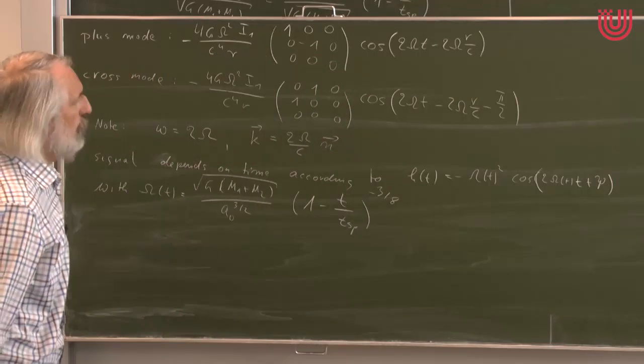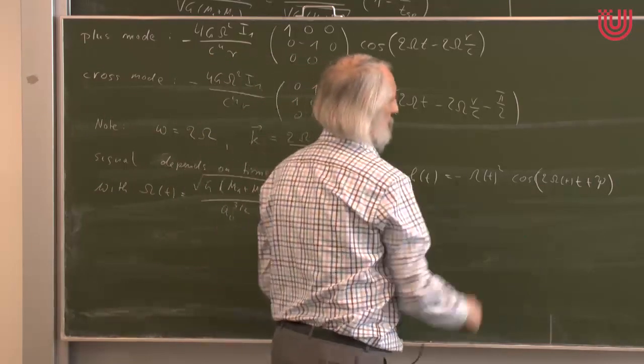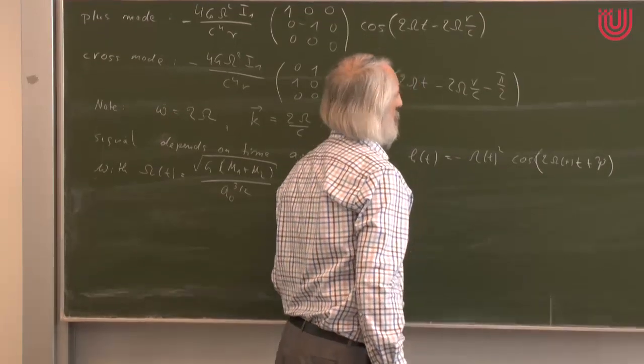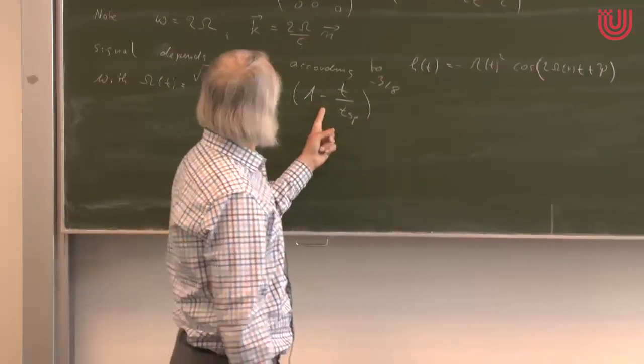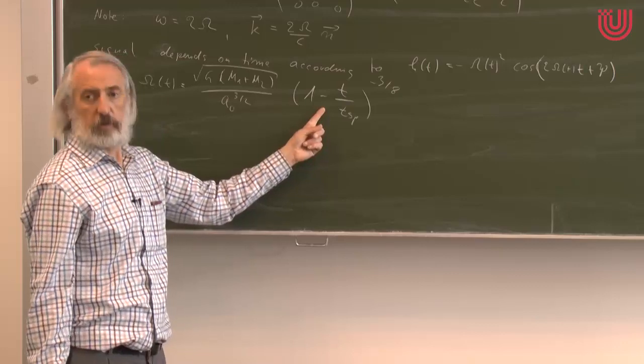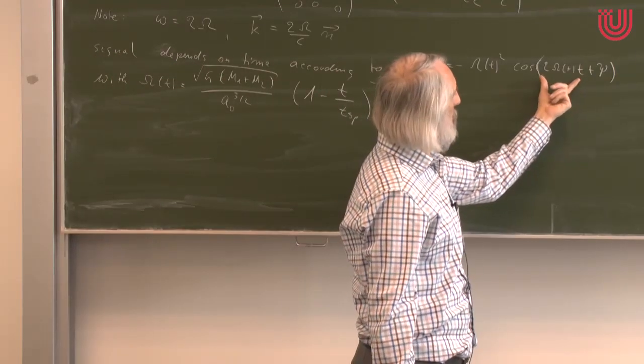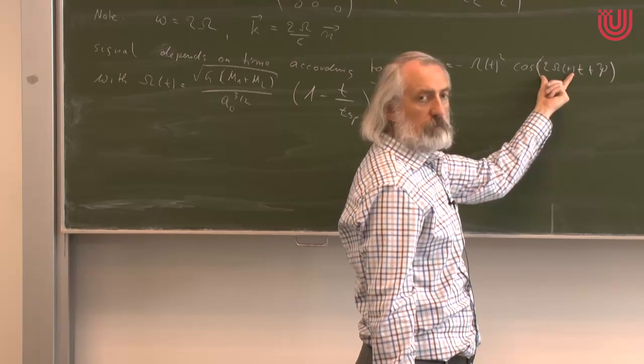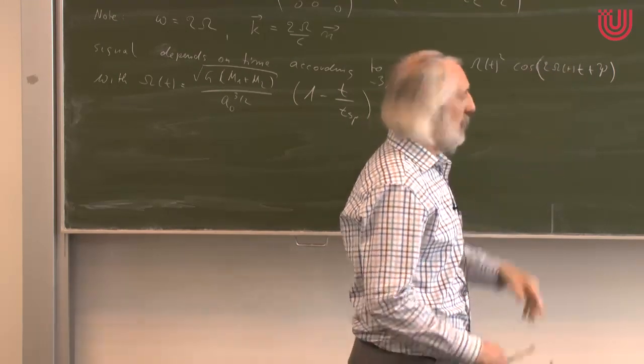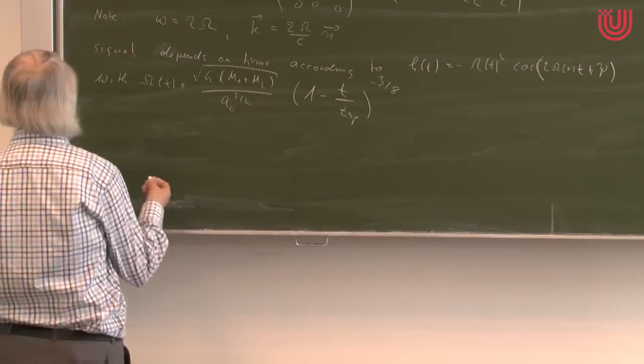And if you plot this as a function of t, then you see it becomes singular when t approaches t spiral. It becomes more and more oscillatory because this factor becomes singular. So what you get is what is called a chirp.